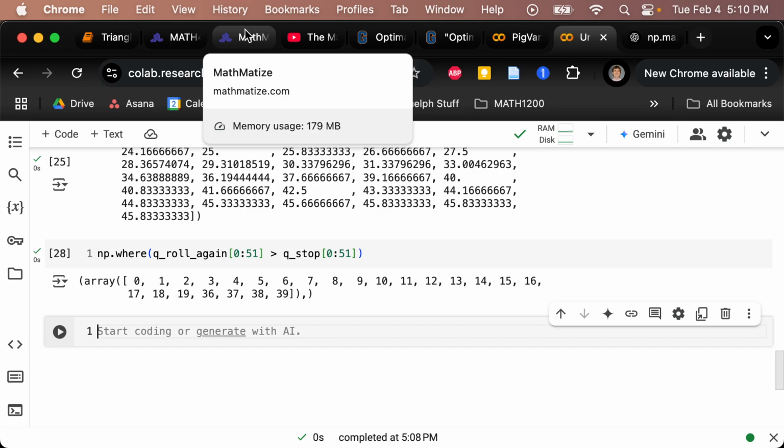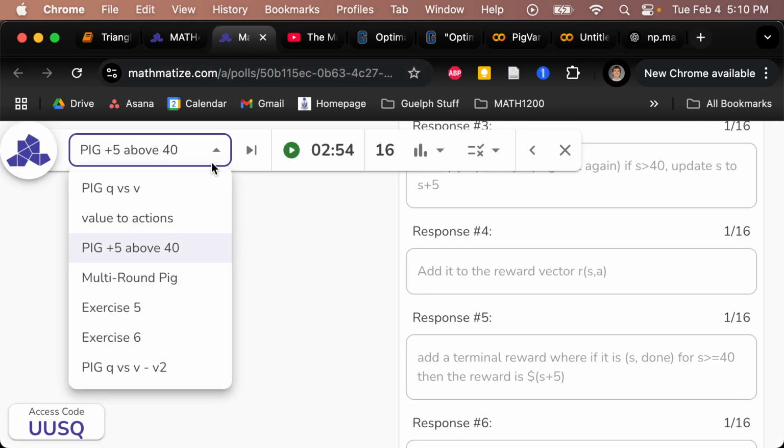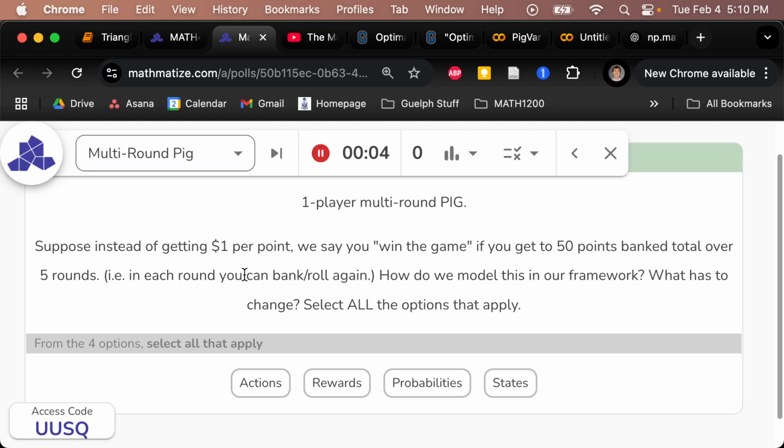What is next? I want to get to the 2-player version of Pig. So far we've done the 1-round, 1-player version of Pig. We're very close to being able to do the 2-player version, but I'm going to do a little in-between, halfway between where we are now, which is 1-player, 1-round Pig, and 2-player Pig, which is 1-player multi-round Pig. In this version, instead of saying you get $1 per point, I'm going to say you win if you get above 50, and you lose if you don't get above 50, and you have 5 rounds to try to get to 50. If it was try to get to 50 in 1 round, that would be very boring.